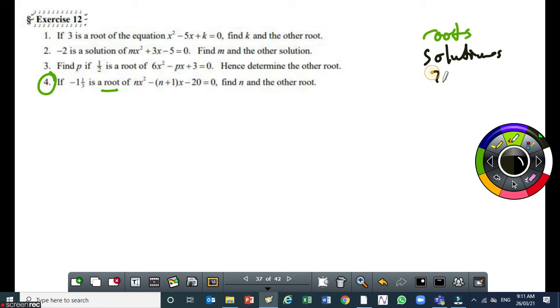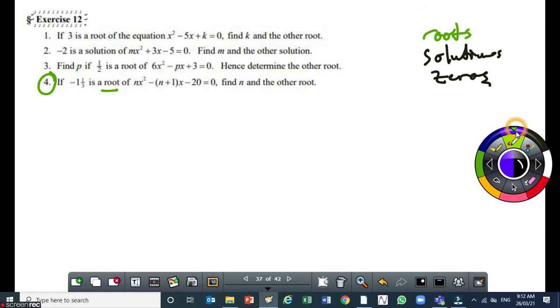They are also called the zeros of the quadratic equation. But generally for your curriculum, we may use roots or solutions. Later when we do the quadratic graph in grade 11, we call them the x-intercepts. All those names mean the same thing. So you don't have to get confused when you see this word root. It's referring to the solutions of the quadratic equation.